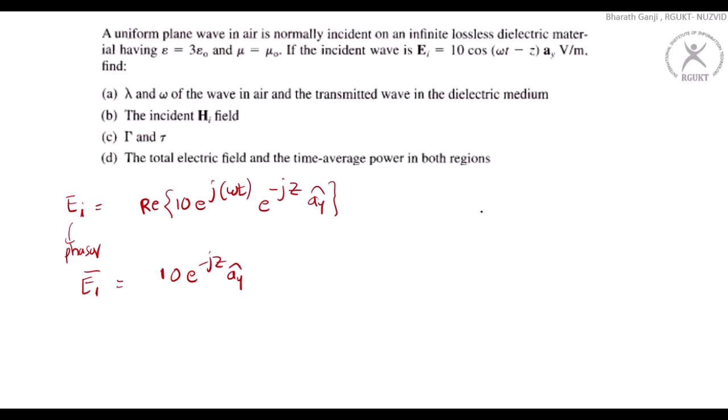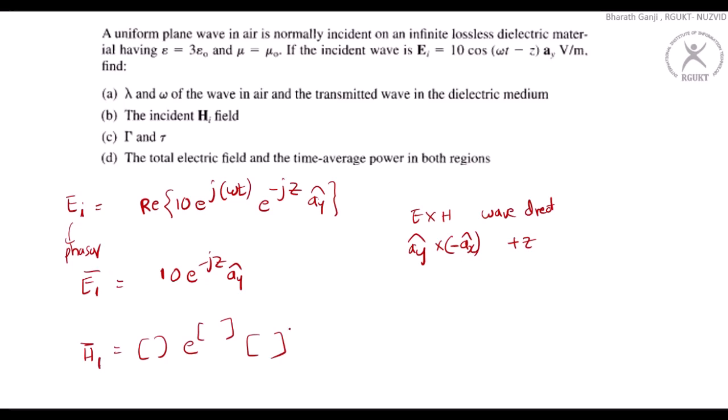So I can see that the wave direction is positive z direction. The cross product of your electric field and magnetic field directions gives you the wave direction. Because the electric field is in ay cap direction, for the magnetic field to give the wave direction it should be in minus ax cap direction. So if I want to write the incident magnetic field, it should be e power something here, and the direction. We have the direction now, so let me write the direction here, that is ax cap.